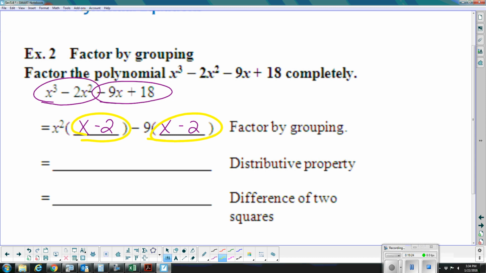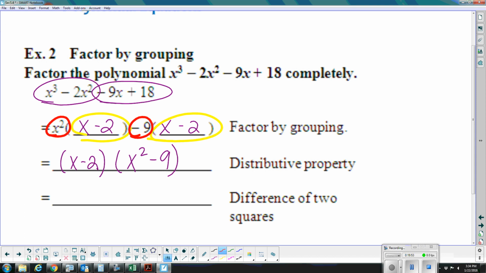Okay, so we're going to do the distributive property here. So we've got, in a different color pen, x minus 2, factor that out of both terms, times x squared minus 9. Okay, because here are the terms that are left.